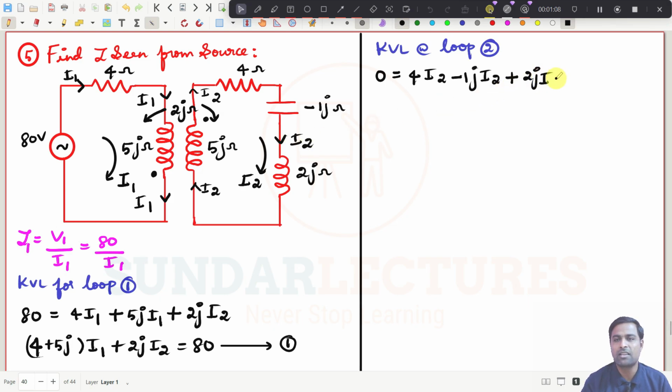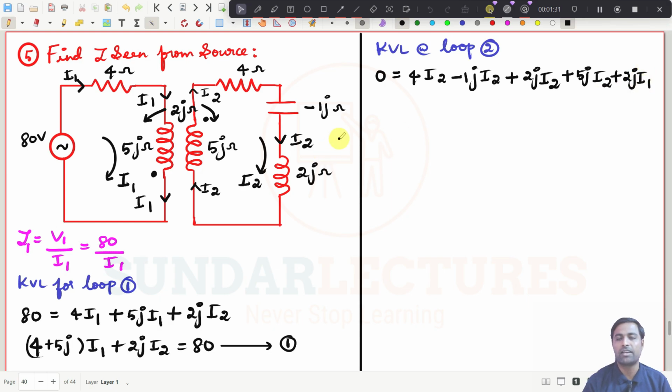I2. That's all. Self-induced EMF. Simply self-induced EMF. And then I have to go to this coil. I have to write the self-induced EMF. It is 5j times I2. See, this current is leaving dot and this current is also leaving dot. Straight away you put plus, and the 2j, and what is the current in the second coil?